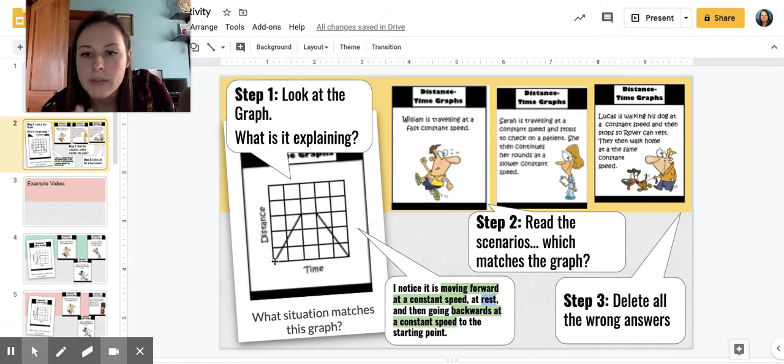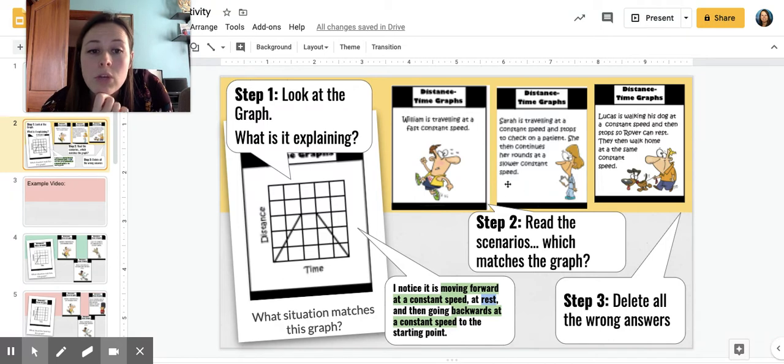So in this graph, I see that something is going at a constant speed away from the starting point, and then a flat line says that it's at rest, and then I see another constant speed going back to that starting point. Okay, all right. So step one, look at the graph. I notice moving at constant speed, rest, going back to constant speed to the starting point. Okay, we can move on to step two.